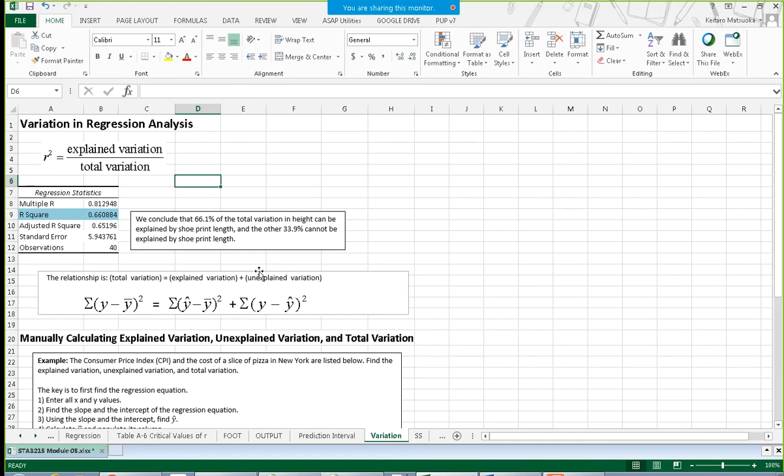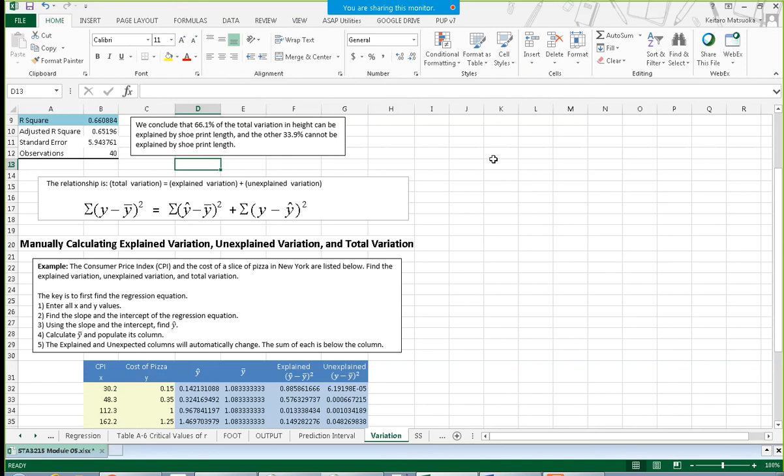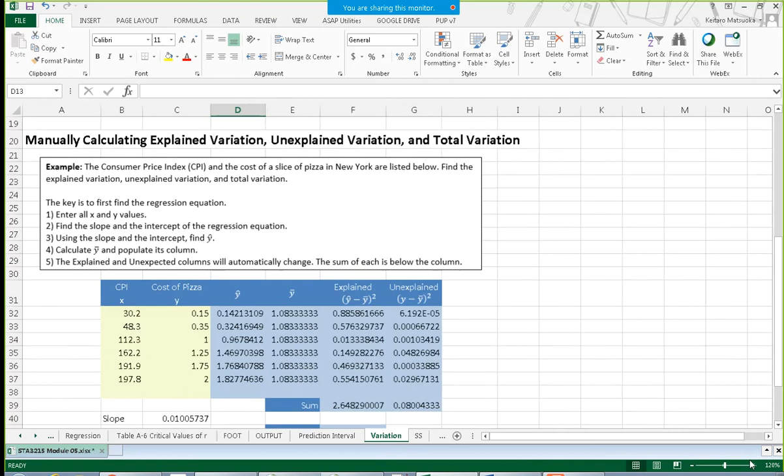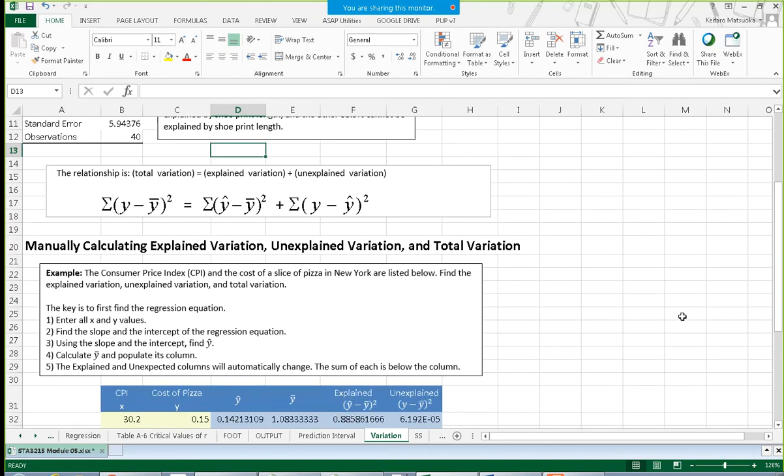Here's just FYI. Total variation is the summation of the explained variation and unexplained variation. So if you add them together, you get the total. Calculating variations is a pain if you do it by hand, but here's how you do it by hand, or manually.